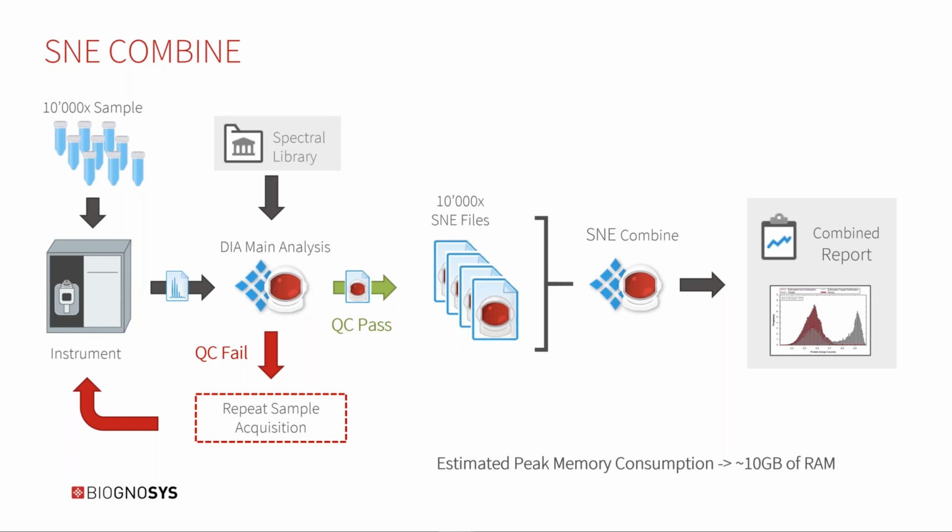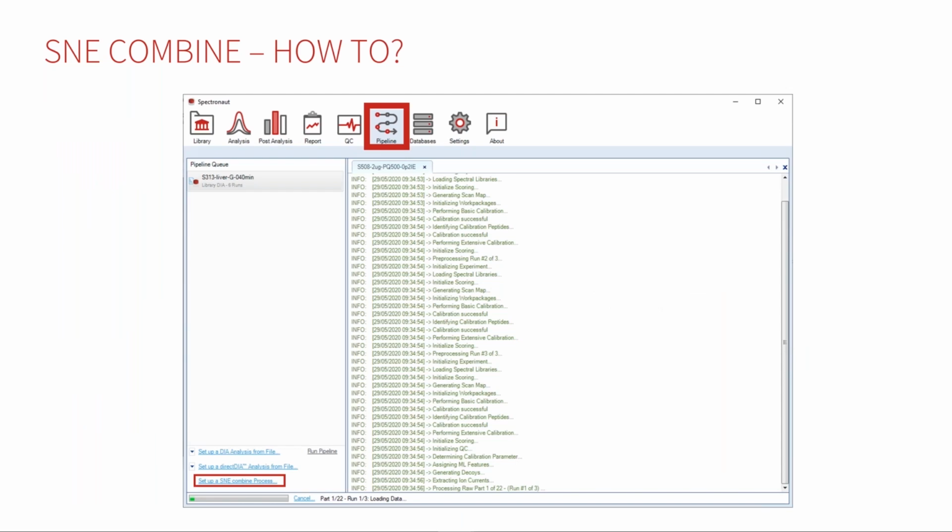So how do you actually do an SNE combined pipeline in Spectronaut? I don't have time to go too much into detail anymore, but you can find the SNE combine on the pipeline perspective. There's a small link in the bottom hidden that is called Setup SNE Combine Process, and that allows you to set up one of these experiments.